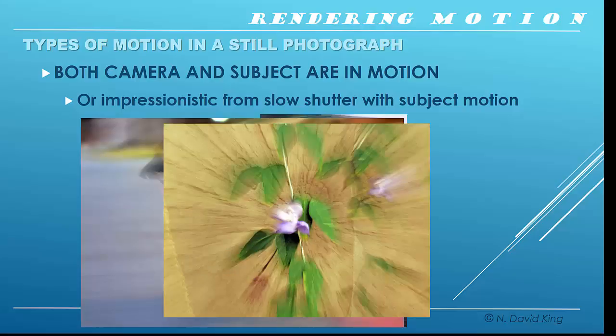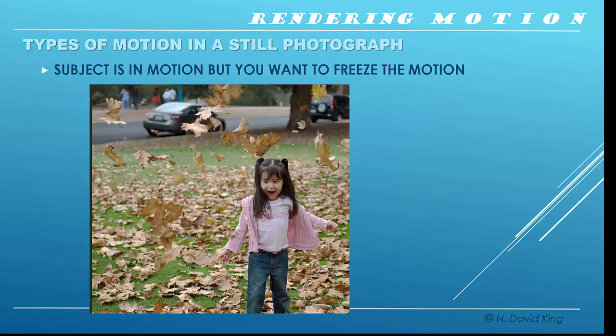Here was a shot using a zoom. What's actually moving is the zoom range on the camera with a long shutter speed. That's why you get this radial kind of blur. But there are times where the subject is in motion, but in order to tell your story, you want to freeze that motion. And here's a good example.